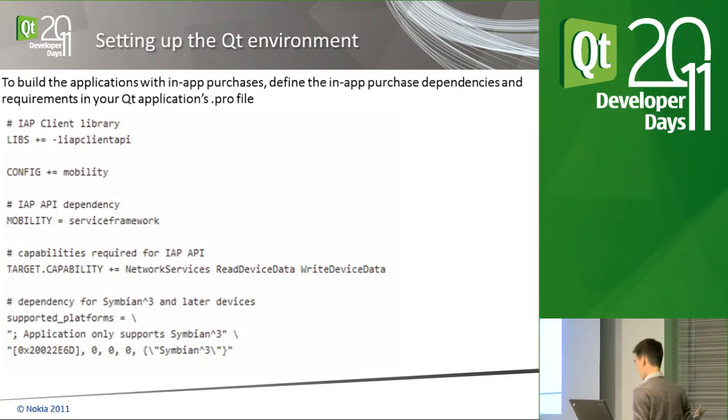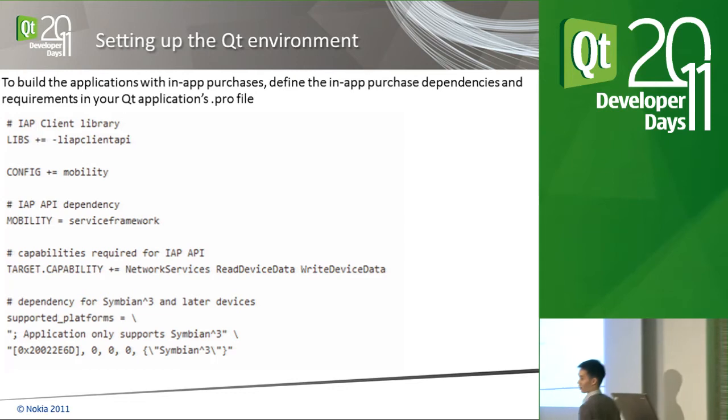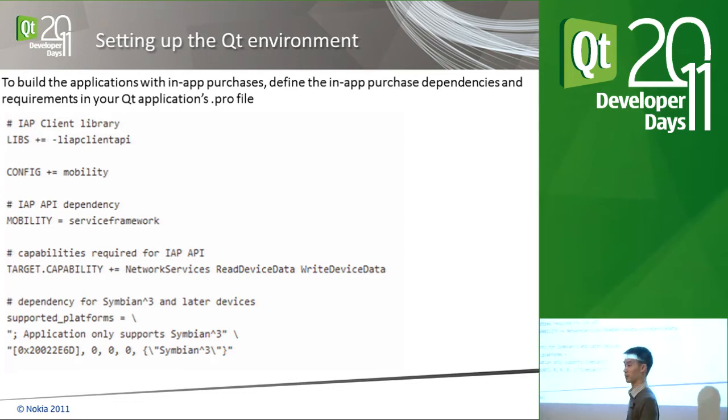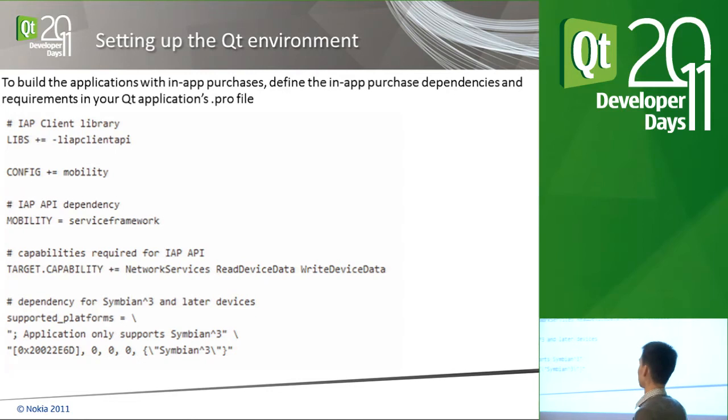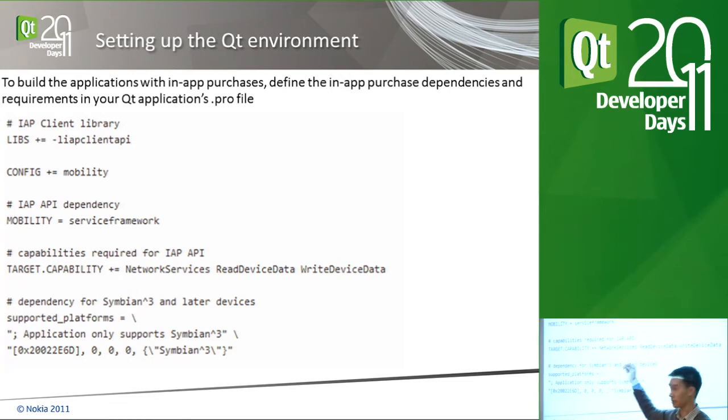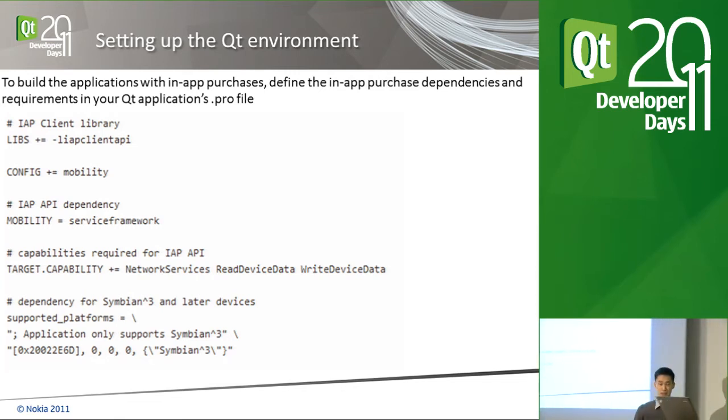Okay, so now we're ready to modify our project profile within Qt Creator to define what the libraries are, what capabilities we're using. So at the top here, we defined LIAP client API with the fact that we're using Qt Mobility, in particular the service framework, the capabilities that in-app purchase library requires, network services, read device data, write device data. We also define the dependency to the Symbian 3 platform, so that it works on all Symbian 3 devices and later.